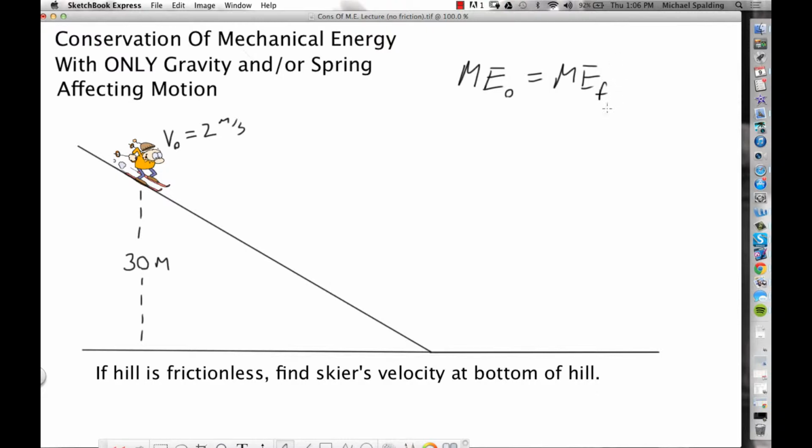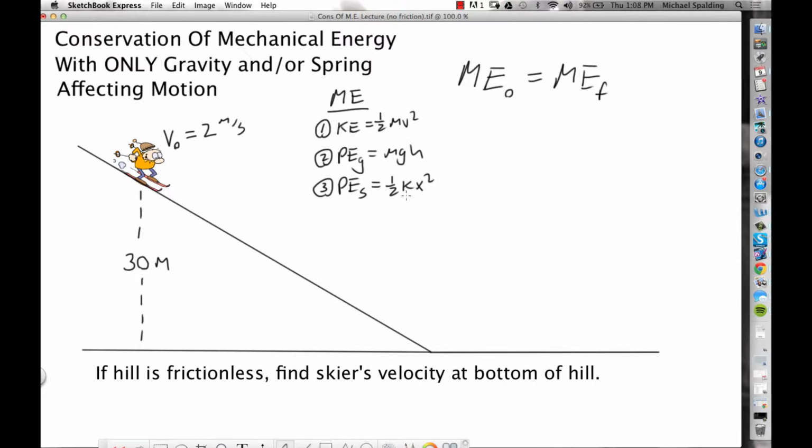And what do we mean by mechanical energy? Let's be super clear about this. There are three forms of mechanical energy. We have kinetic energy, potential energy of gravity, and potential energy of a spring. You don't have to memorize the equations, I'll give them to you. It's 1/2 mv squared for kinetic, mgh for potential of gravity, and 1/2 kx squared for a spring.